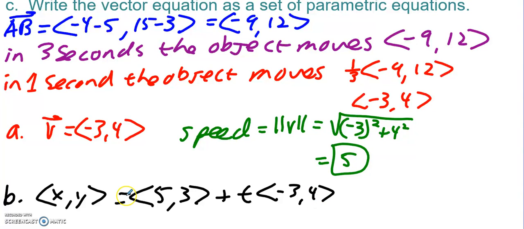So notice that this is really essentially just the equation of a line, kind of, but we're using vectors and we have a parameter. But it's like my y equals, this is my mx plus b.